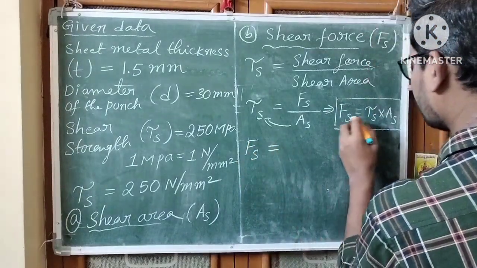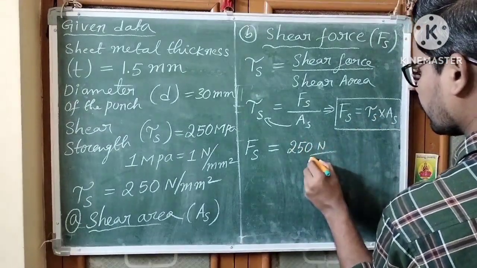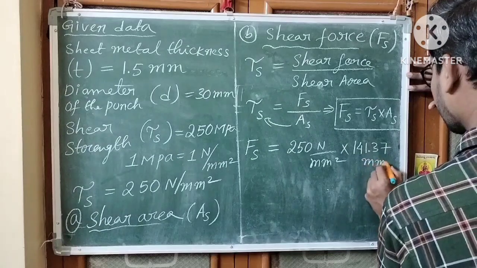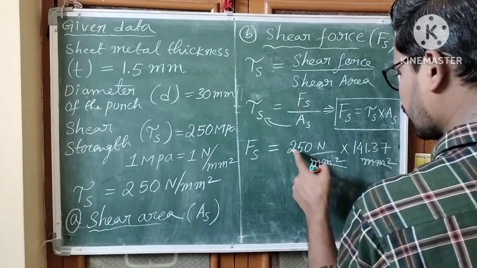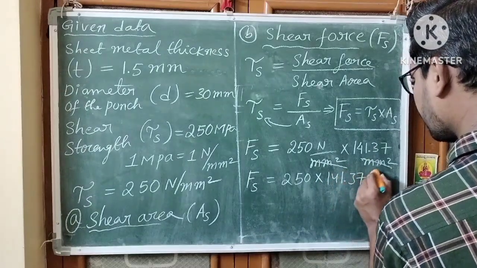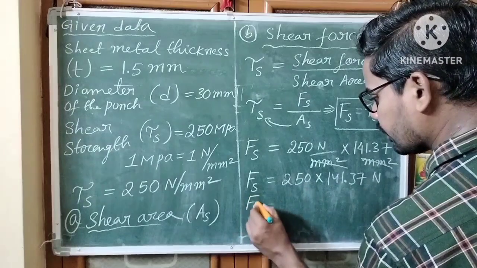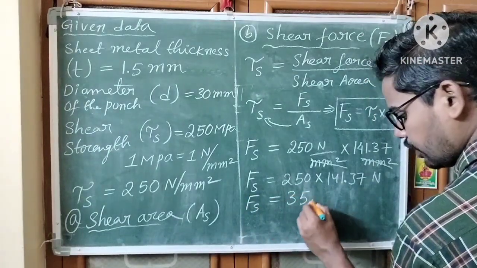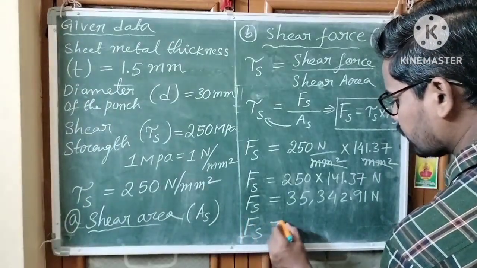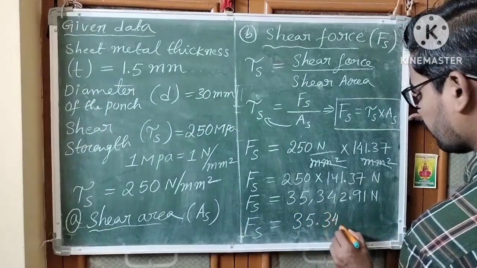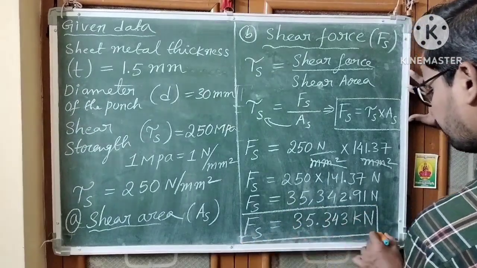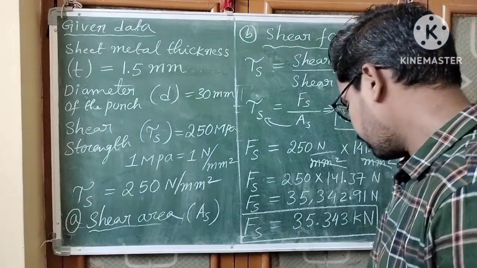Now shear force is equal to tau s, shear strength 250 Newton per mm square, into shear area 141.37 mm square. Numerator mm square and denominator mm square get cancelled. Fs is equal to 250 into 141.37 newtons. If you multiply these two, you will get Fs approximately equal to 35342.91 newtons, or in kilonewtons, 35.343 kilonewtons. So the force acting on the punch is 35.343 kilonewtons. This is the final answer.